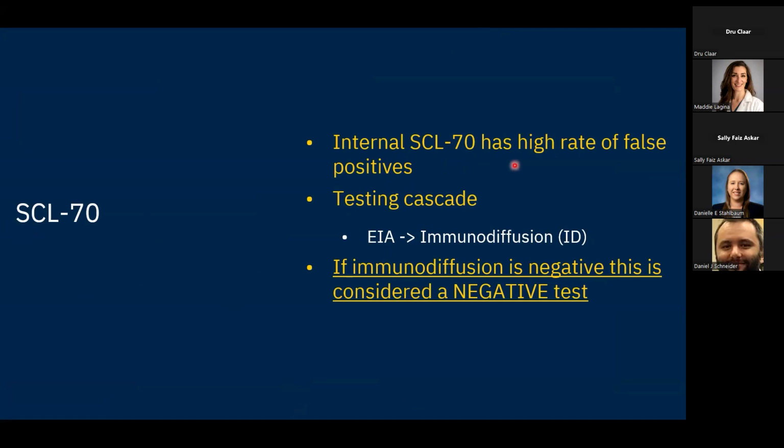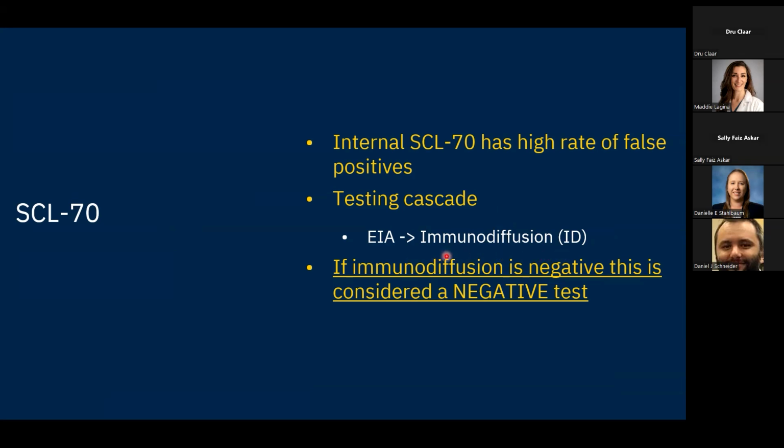SCL70 in our lab, our internal SCL70 has a high rate of false positives, so it actually gets reflexed to a testing cascade. So if this flags positive on the ENA, that does not mean that the patient has a positive SCL70. It will get reflexed to an ELISA, and then if that is positive, it will get reflexed to an immunodiffusion.